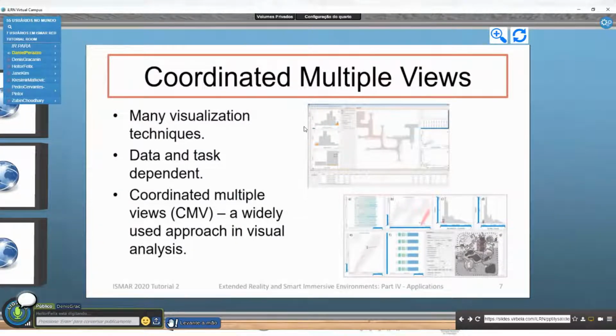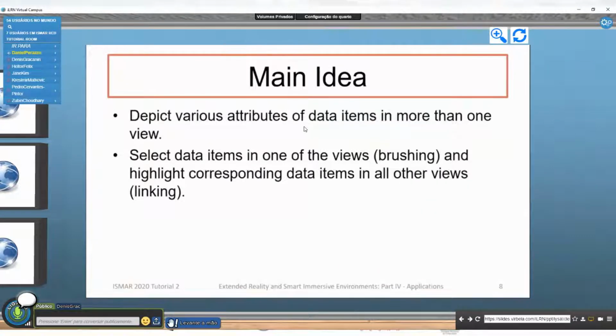And we will show it now in a little bit more detail because it's used in many different setups. The main idea is to depict various attributes of data items in more than one view, at least two. And then to allow the user, our human in the loop, our analyst, to select data items in one of the views, and we call this selection brushing.